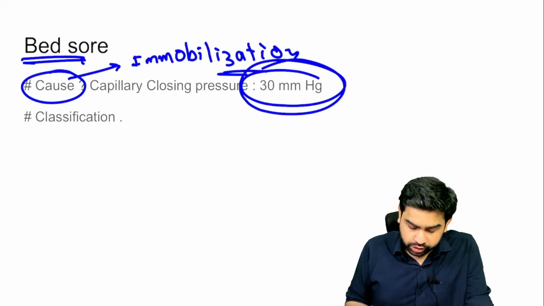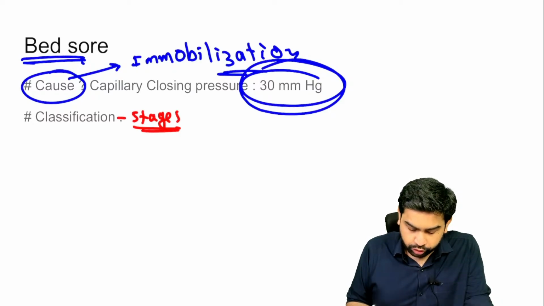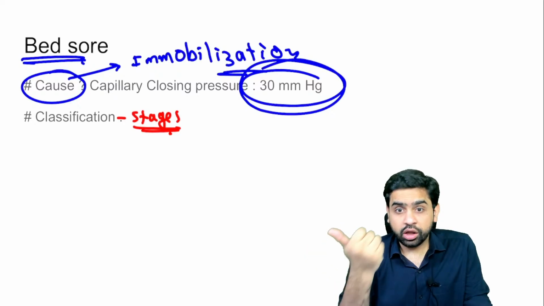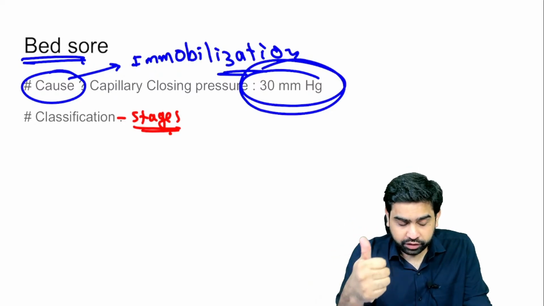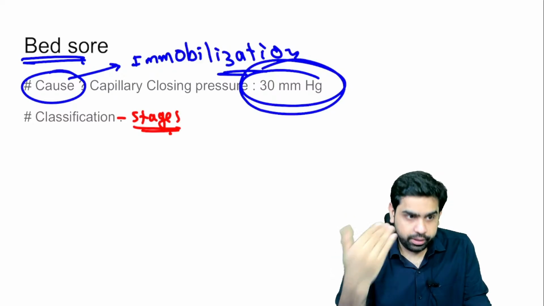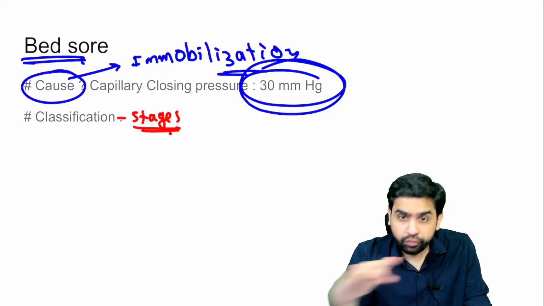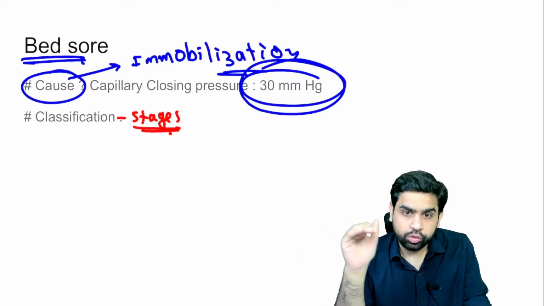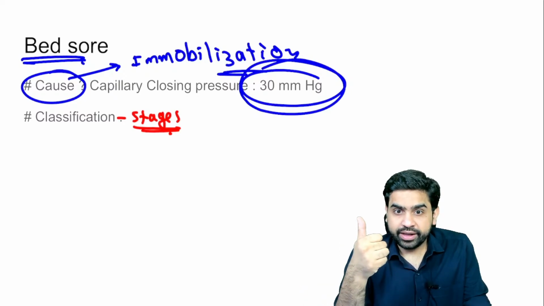Now I'm going to talk about the classification, the stages of the bed sore. Quickly, can you please answer in the comment box? If I say there is a patient who has a superficial loss of the epidermis with no loss of dermis, I repeat, a superficial loss of the epidermis with no loss of dermis, what stage of the bed sore is it? Is it 1, 2, 3, 4?